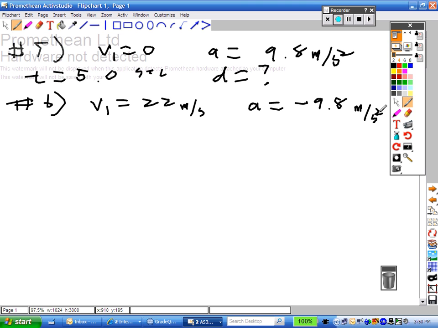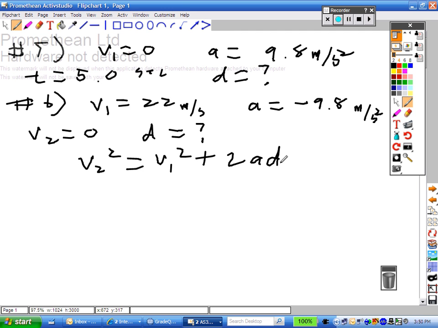And as the flare goes up and down again, the most important feature of this is that it stops at the top. So we could call this V2 equals 0. And we want to know the maximum height. So in order to do that, we would write D equals question mark. So when you do that, you search for the one formula that has V1, A, V2, and D. And you'll find that V2 squared equals V1 squared plus 2AD. Fits very nicely.